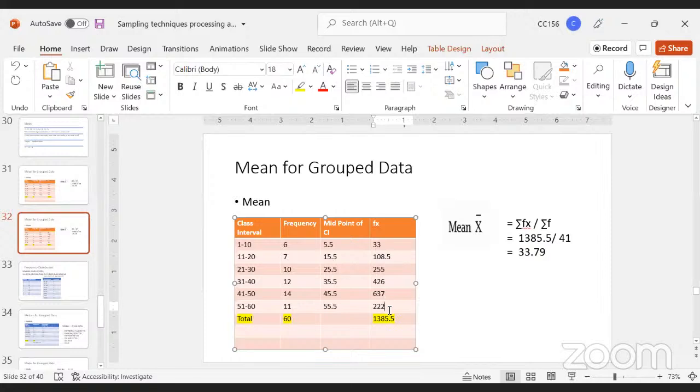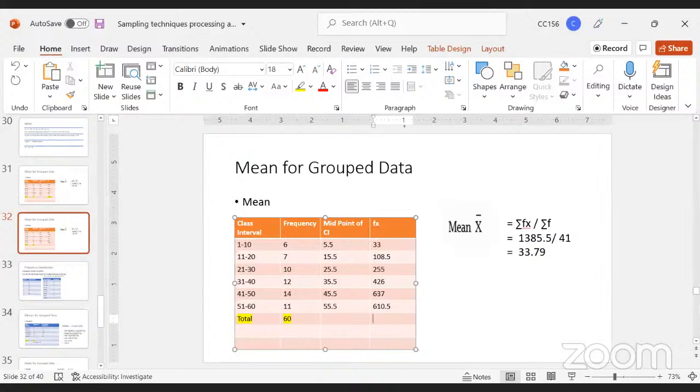And the last one. 11 into 55.5. 610.5. Excellent. Very good. Now, can somebody quickly sum up these f and x values, please? 33 plus 108.5 plus 255 plus 426 plus 637 plus 610.5. So 2070 is the total.